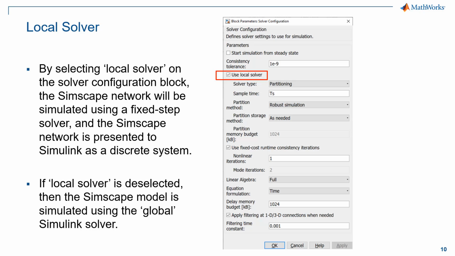By selecting local solver on the Simscape solver configuration block, the Simscape network will be simulated using a fixed step solver, and the Simscape network is presented to Simulink as a discrete system. If local solver is deselected, then the Simscape model is simulated using the global Simulink solver. In a moment, I will show an illustrative example to clarify these points.